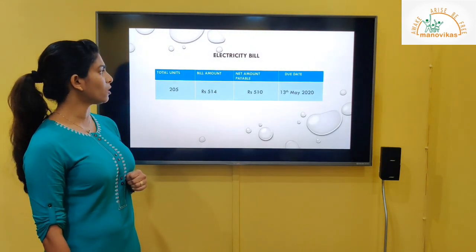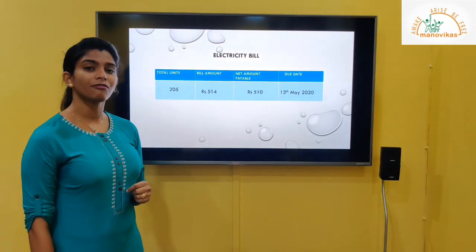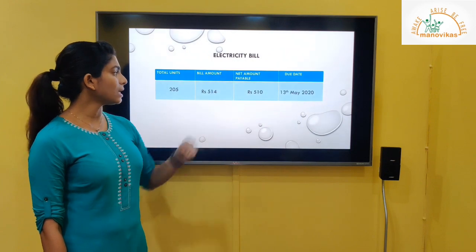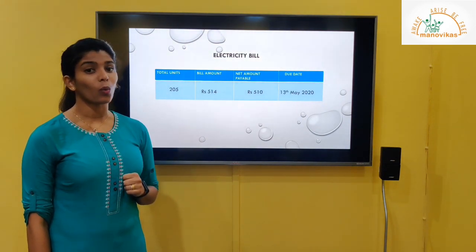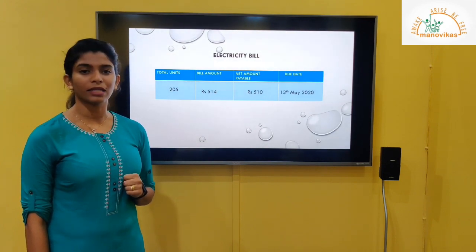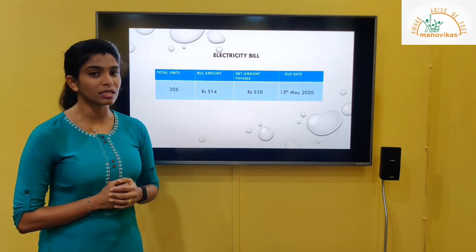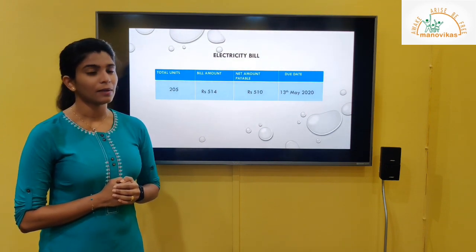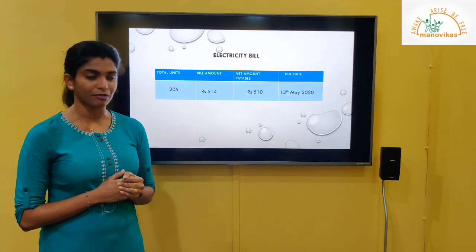Here is an example of an electricity bill. The bill amount is rupees 514. The net amount payable is rupees 510. Why is it so? Why is the company losing rupees 4? Because the company does not want to deal with the change. It only wants to deal with currency notes of rupees 10. Now we have many applications in our day-to-day life.